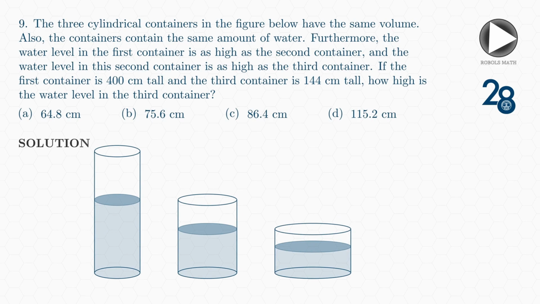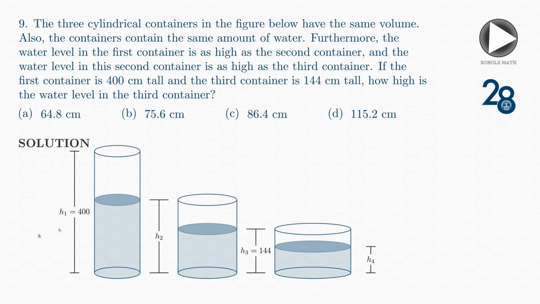So we let h sub 1 be the height of the first cylinder, and we know that to be 400 centimeters. And then we let h sub 2 be the height of the second cylinder. And we also know, based on the problem's description, that it's equal to the water level of the first one. And then h sub 3 be the height of the third, which we know to be 144, and we also know it to be equal to the water level of the second one. And then the water level of the third, we let that be h sub 4.